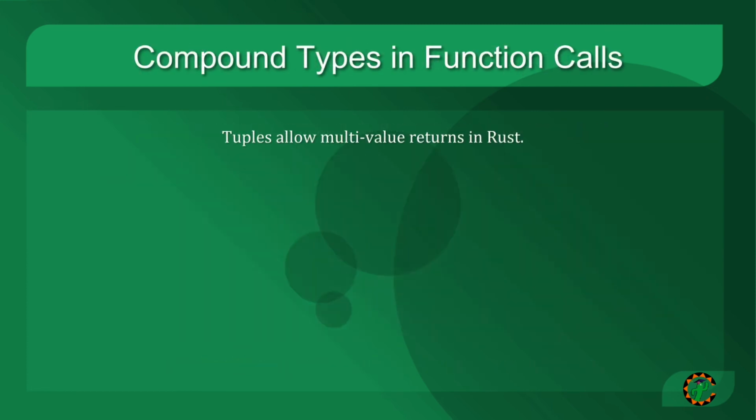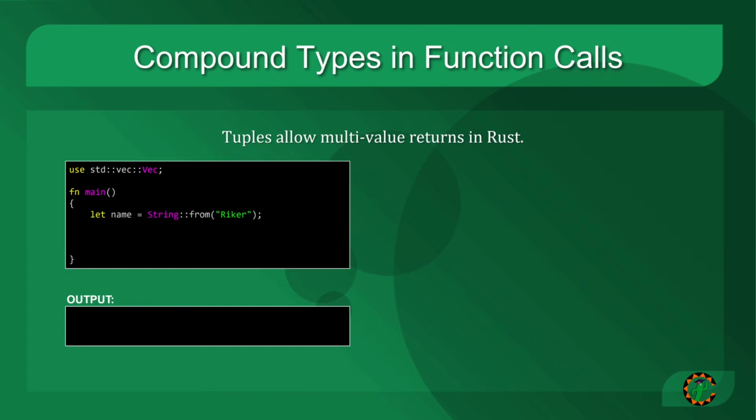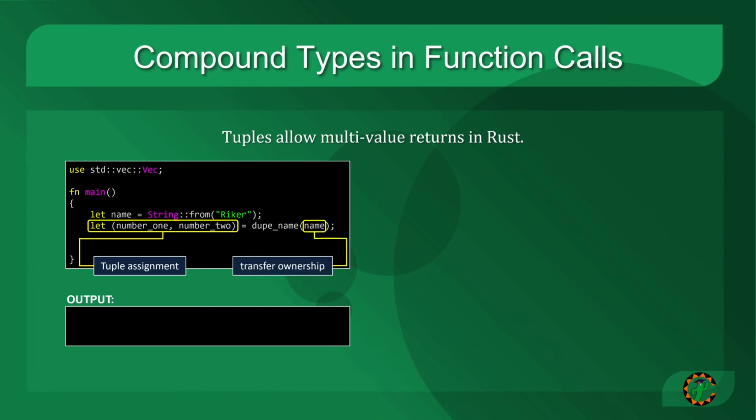Okay, so how does this tuple type provide a mechanism to return multiple values? Well, in our example, we'll create a string holding the value Riker. We'll then invoke the dupeName function, passing in the name variable. Note that we are assigning 2 new variables, number1 and number2, surrounded by parentheses, to the return value. This is a tuple assignment. It allows us to assign multiple variables to the individual values stored in a tuple. Because we are not passing a reference to name, its value will be transferred to the dupeName parameter.